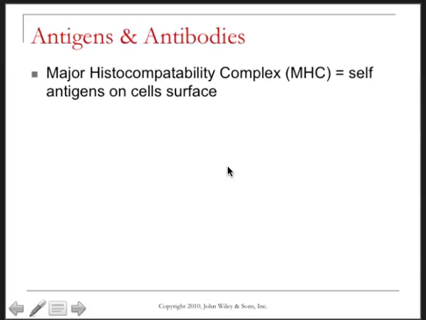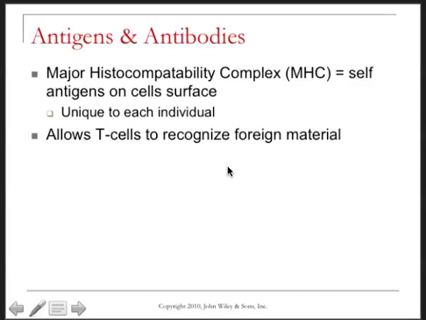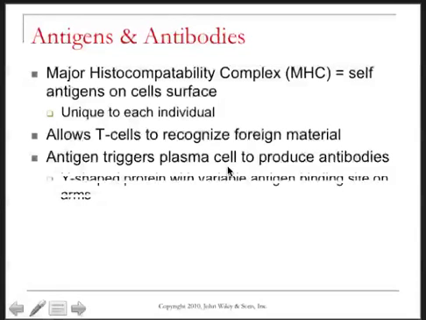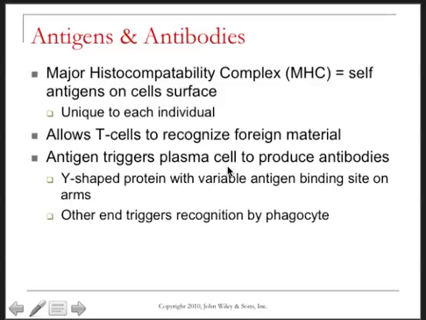Okay, the major histocompatibility complex is that cellular ID tag we were talking about. These are self-antigens on the surface of all the cells of our body. They're unique to each individual with the exception of identical twins, and they allow T cells to recognize foreign material. The antigen triggers plasma cells to produce antibodies, which are basically Y-shaped magic bullets that are designed to bind very tightly to the antigen in question. The other end triggers recognition by phagocytes, and this helps us to destroy the tagged antigen.